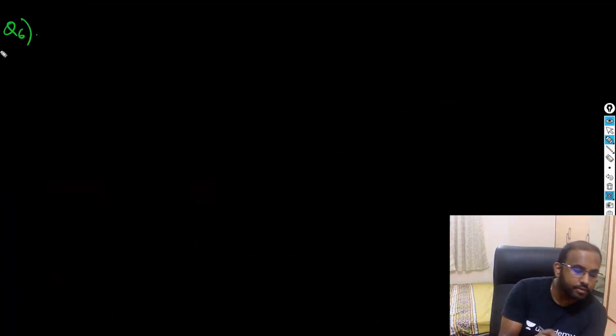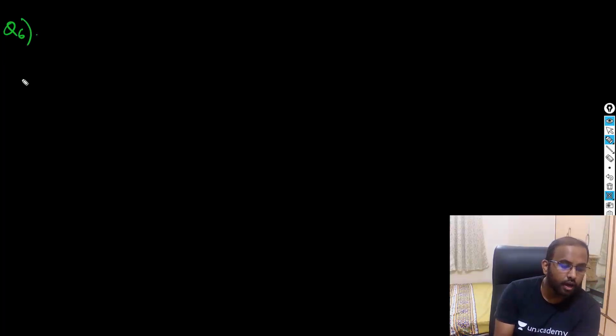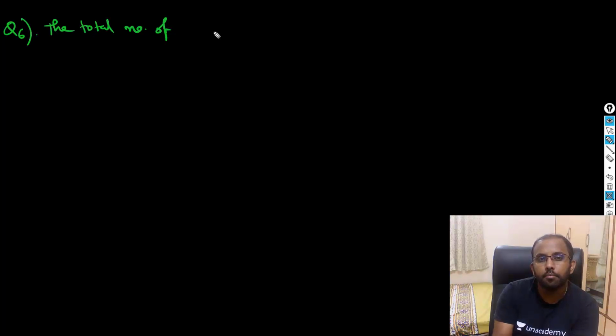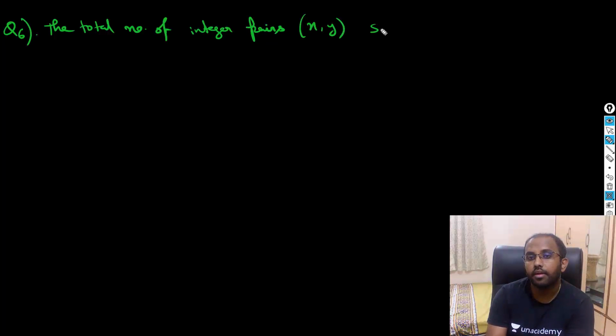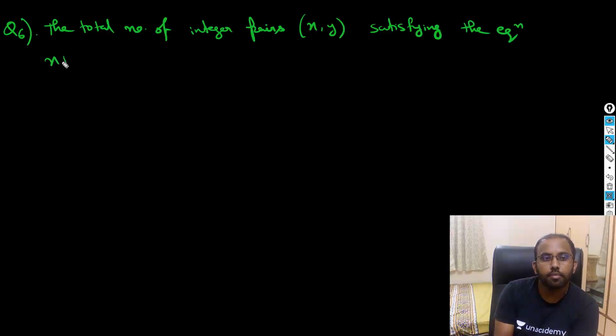Let's move to question 6, guys. Question 6 says that the total number of integer pairs, x comma y, satisfying the equation x plus y is equal to xy is?